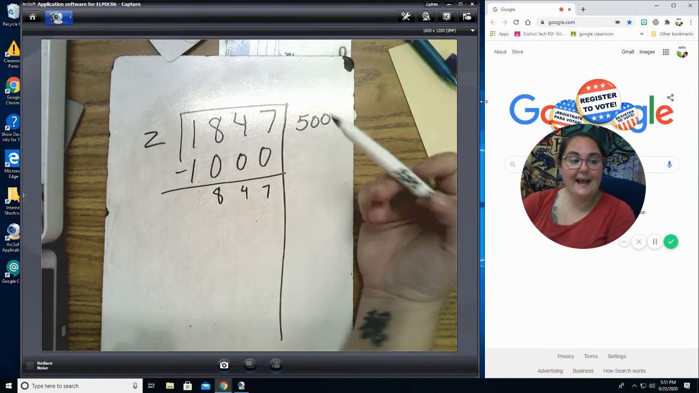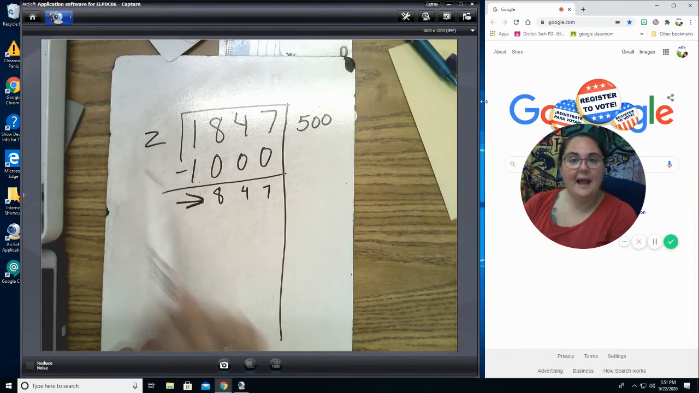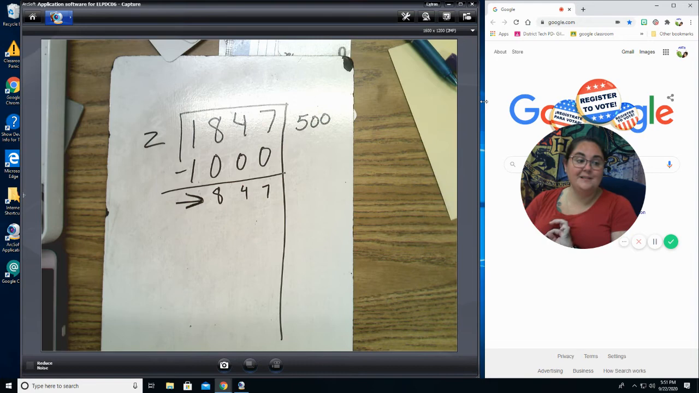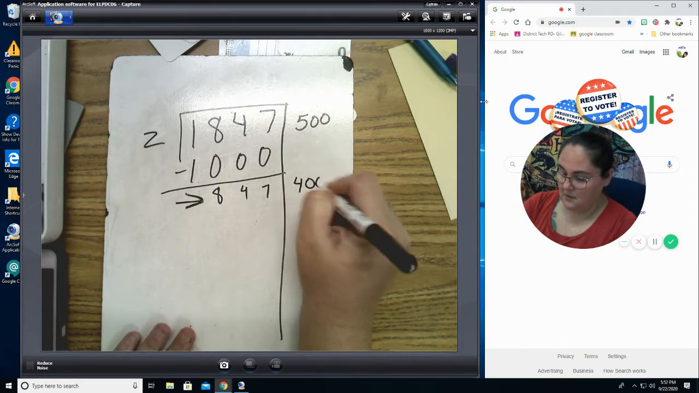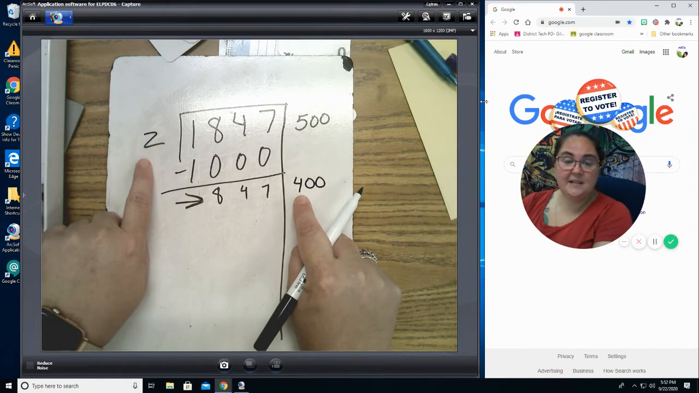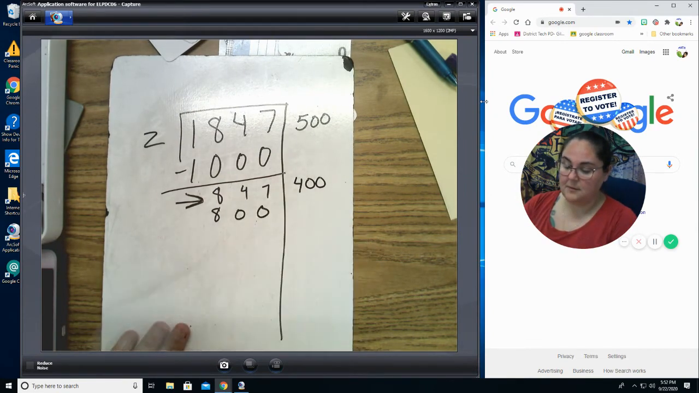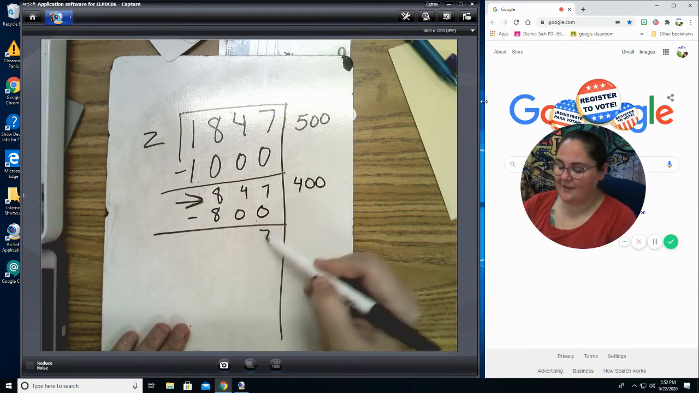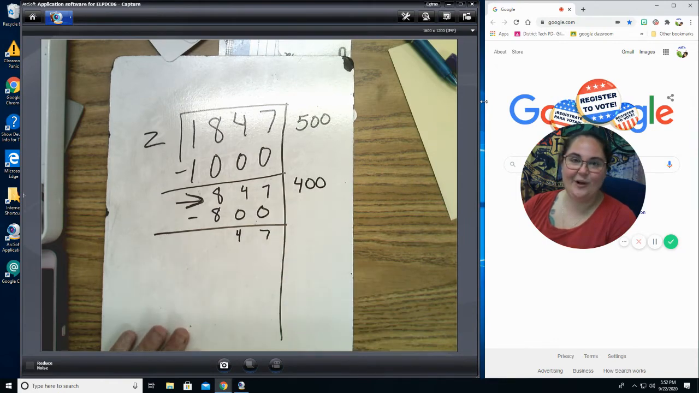All right. Now I need to look at this number. This is where I am. How many times do I think 2 can go into 847? Well, 2 times 400, because I know 2 times 4 is 8. So 2 times 400 would equal 800. Subtract it. 7 minus 0 is 7. 4 minus 0 is 4. 8 minus 8 is 0.